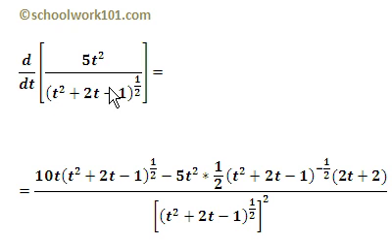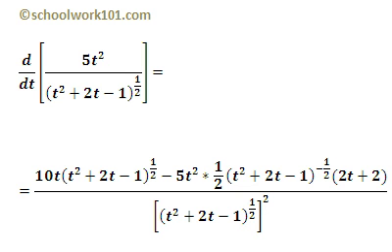So we take the 1/2, you bring it out front, rewrite everything in parentheses, subtract 1 from the exponent, so 1/2 minus 1 gives us a negative 1/2. And then we do the chain rule part. We take the derivative of what's inside parentheses and chain it out. So the derivative of t squared is 2t. The derivative of 2t is just 2. And of course the derivative of 1 is 0. And then it's all over the denominator squared.